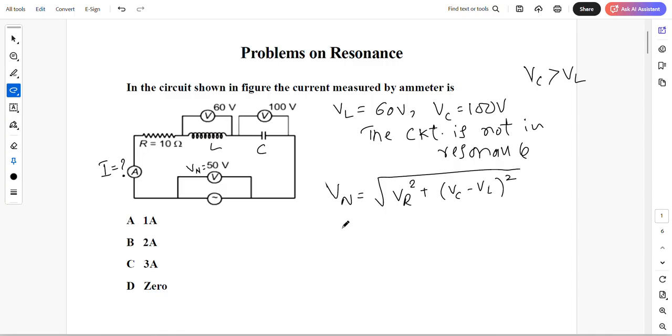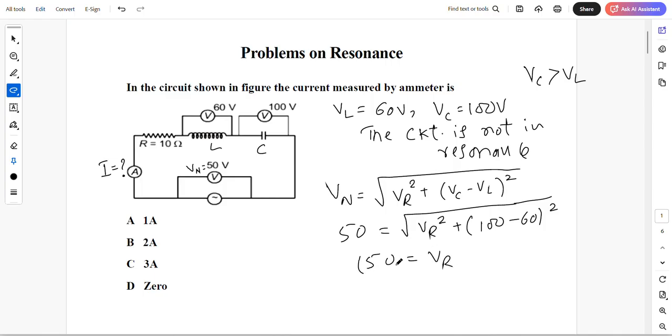Vn is 50, which equals the square root of Vr, which we do not know, the whole square, plus Vc, which is 100, minus Vl, which is 60, the whole square. Squaring on both sides, 50 square is equal to Vr square plus 40 the whole square. Therefore, Vr square will be 50 the whole square minus 40 the whole square.